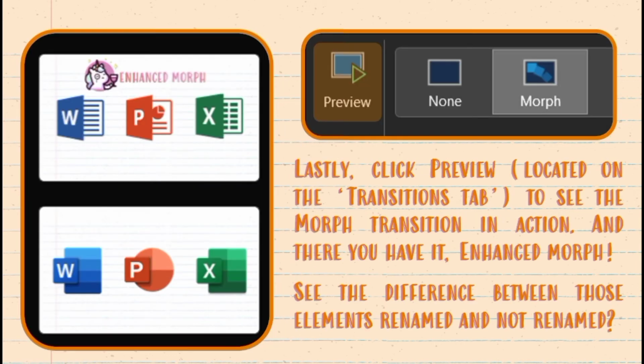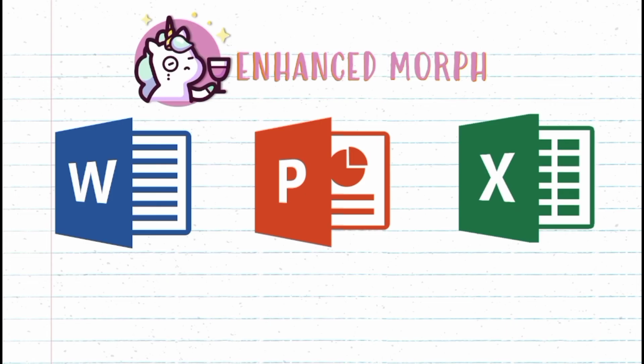Lastly, click Preview to see the morph transition in action. And there you have it, enhanced morph. Remember that Word and PowerPoint are enhanced morph while Excel is not. This time, let's go see the result of our enhanced morph.